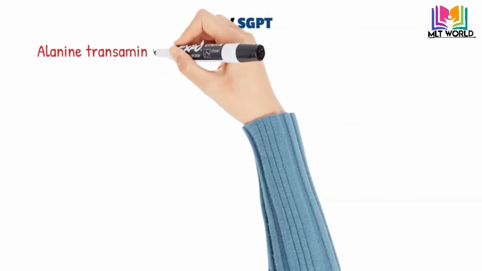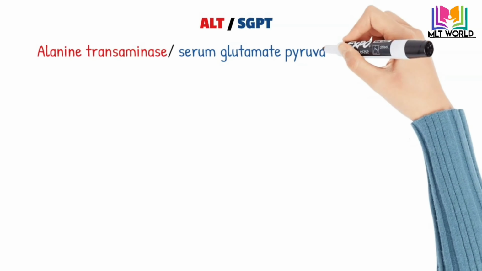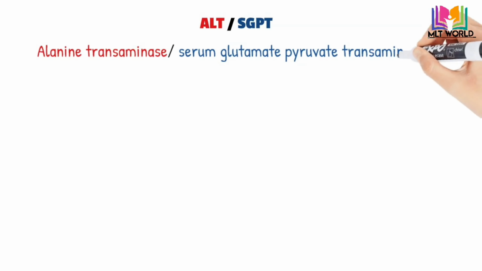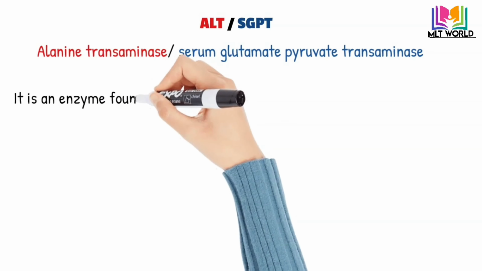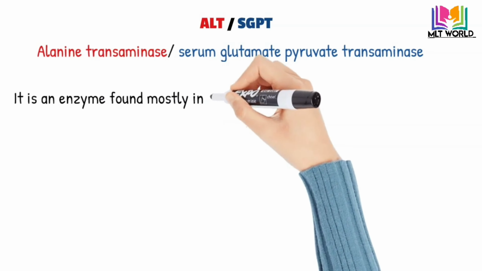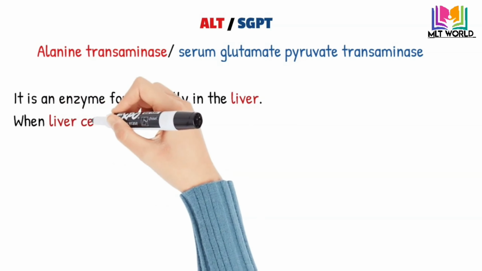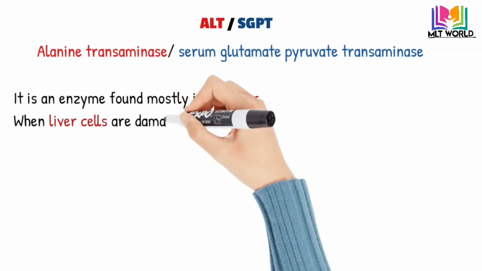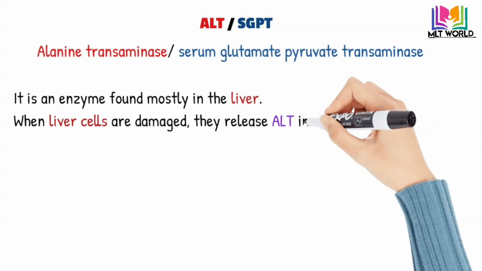ALT stands for alanine transaminase, and SGPT stands for serum glutamate pyruvate transaminase. This enzyme is produced by the liver, and it is more important because most of this enzyme is produced by the liver, and it is more specific to check liver damage. When liver cells are damaged, they will release this enzyme into the blood.